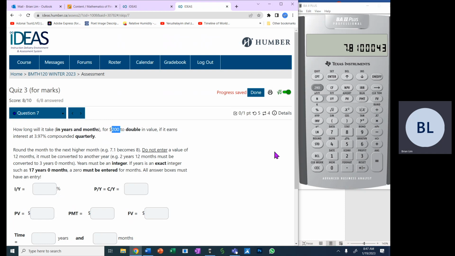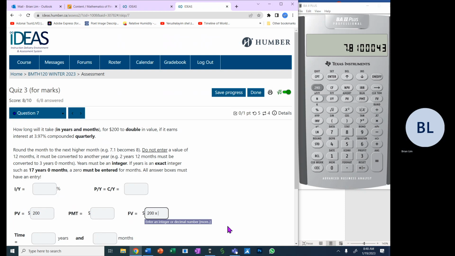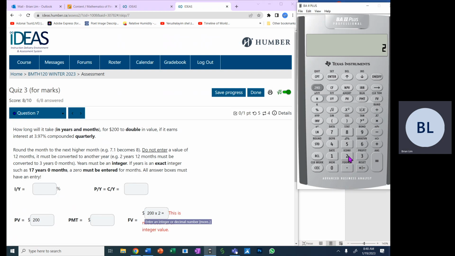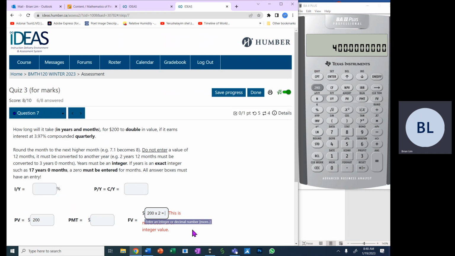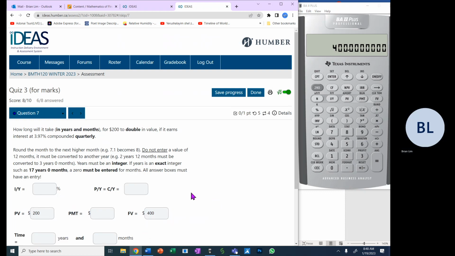So if this is the present value, which we will insert in here, the future value would be what? 200 times 2, and that should give us 400, correct? Yes. If you go 200 times 2, we get 400. Okay, so this number should be 400. And we come over here and delete there, and we are doing very well.